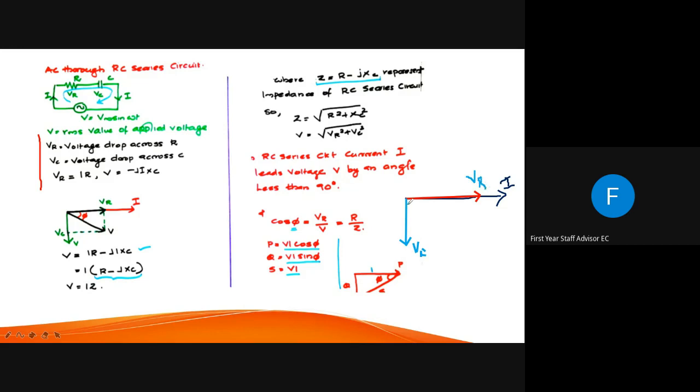Now what about the resultant vector? The resultant vector you have to draw in between these two vectors. This is the resultant vector. Okay, so look at the phasor diagram now. It is on the negative side. The voltage phasor of the capacitor is on the negative of the imaginary axis.